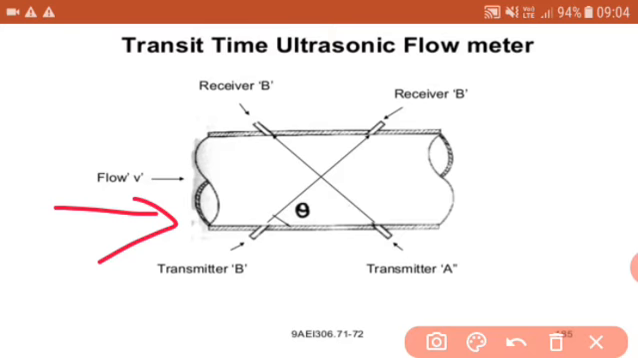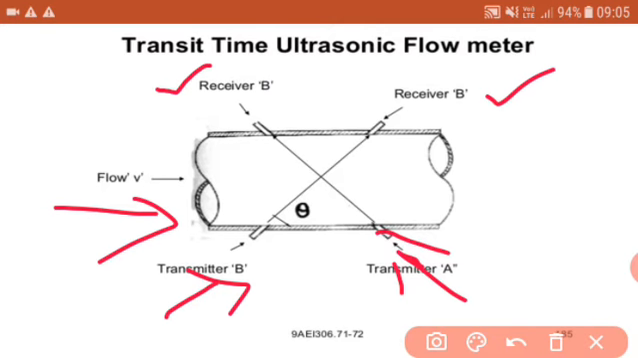Here the fluid is flowing from this side, and we can see transmitter A and transmitter B, and here are receiver A and receiver B. This is the figure where we transmit the ultrasound, and here we can see the angle theta. Now we will discuss how it works.